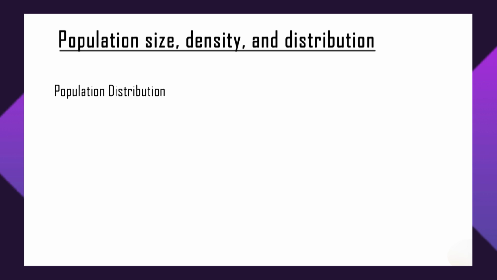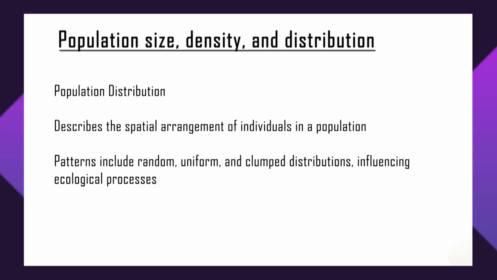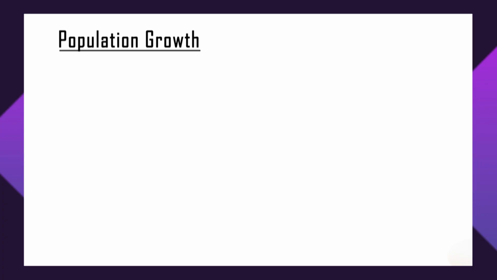Let's study population distribution first. It describes the spatial arrangement of individuals in a given population. These patterns include random, uniform and clumped distribution, influencing ecological processes. Now let me talk about population growth. In population growth there are several subtypes. Let's begin with exponential growth.